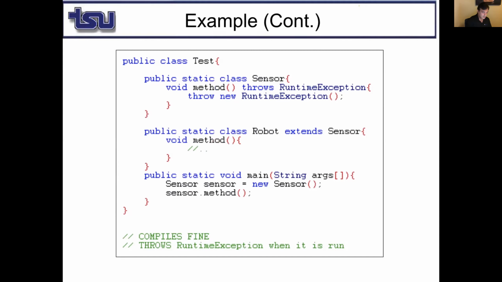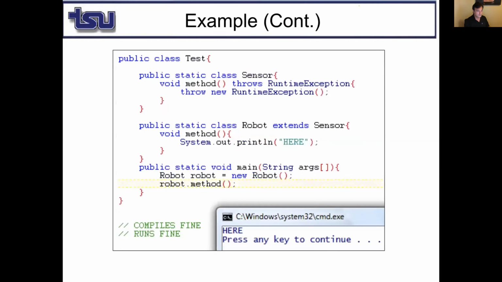So what happens here? I create an object and call it sensor. I allocate memory space for it, and then I make a call to sensor.method. Which method is going to be called? Of course, it's going to call this method right there, and it's going to throw a runtime exception. So it will compile, but when you run it, it will crash because it throws a runtime exception and you don't handle it. So your program is going to crash, okay? How about now? Well, I'm going to do this one. I create a robot object.